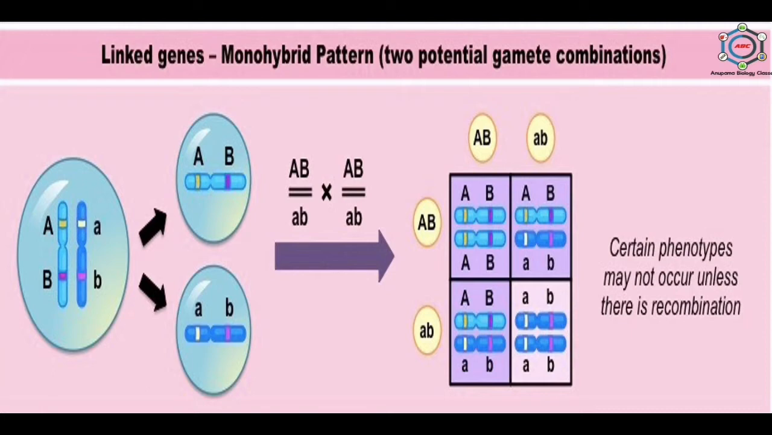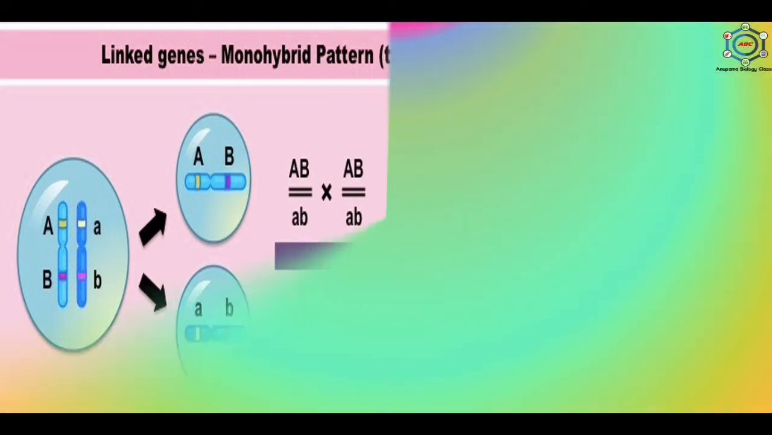Moreover, if crossing over does occur, then genes that are close together are likely to be crossed over together. So this is the case of linked and unlinked genes.